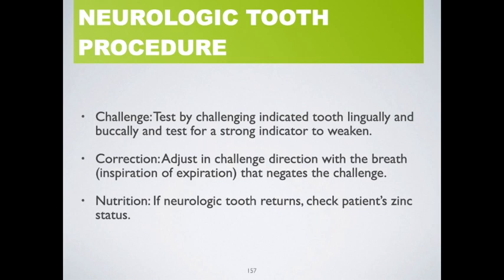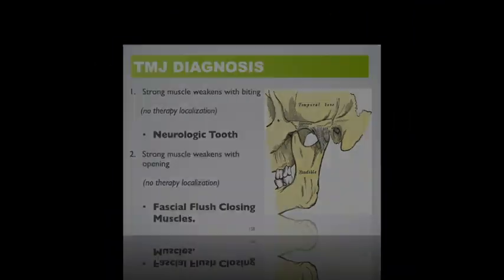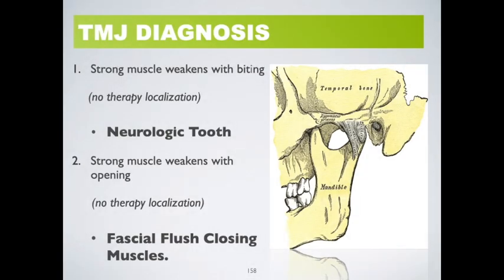So anyway, just to recap, strong indicator muscle, have the patient bite, no TL. That indicates a neurological tooth, and you go through that protocol. Now, if you don't find anything with that, well, then move on. You almost always will find something to work with.